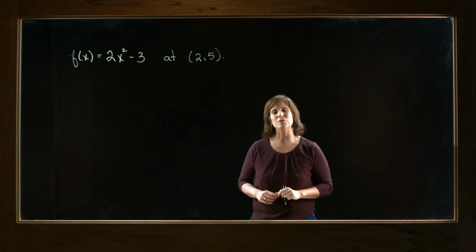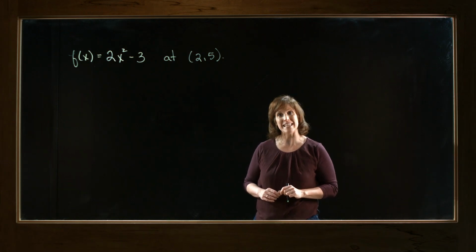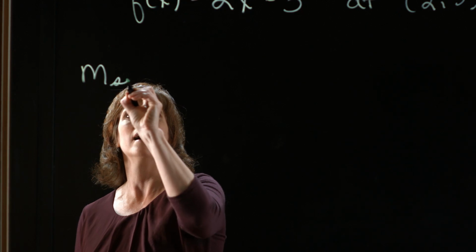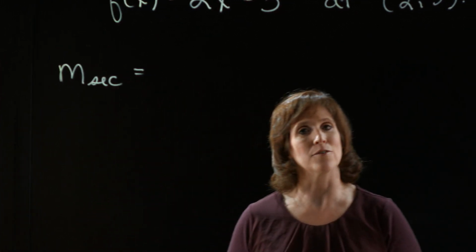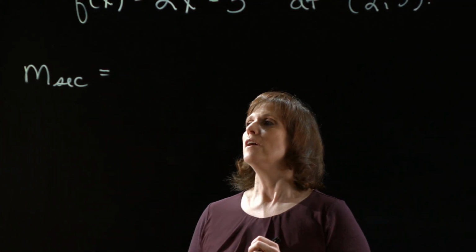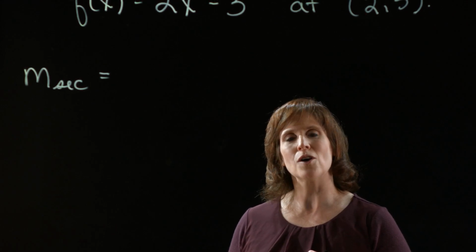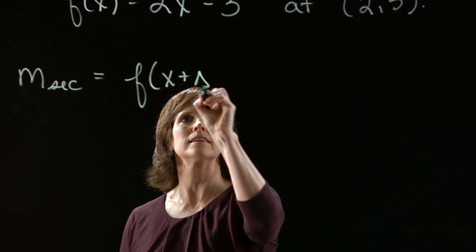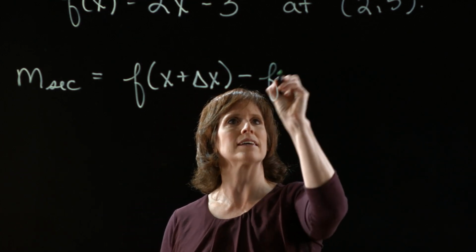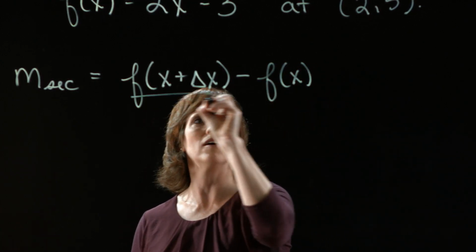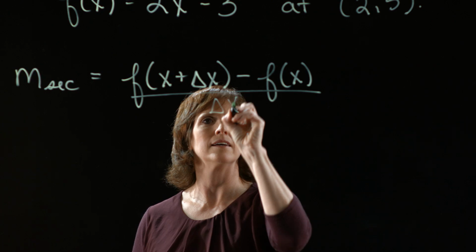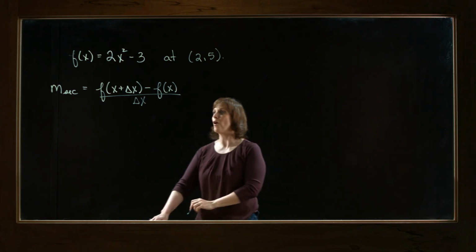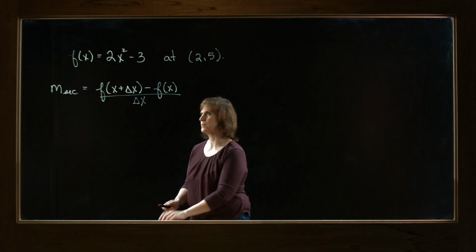The first thing we need to do is take a look at the slope of the secant line. I always like to write the definition down first. It helps me remember it. So the slope of a secant line, we use what's called the difference quotient. And it's f of x plus delta x minus f of x, all over delta x.